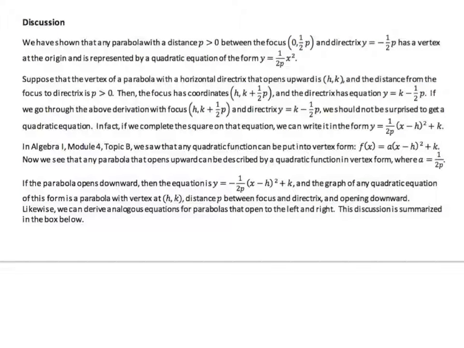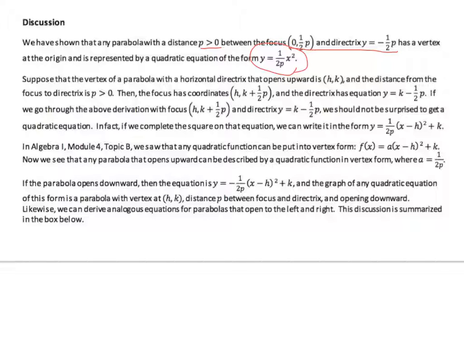Okay, these next 2 slides are quite a bit of reading. If you could read through them, it gives some terminology that's important. We have shown that any parabola with a distance of p greater than 0 between the focus and the directrix has a vertex at the origin and is represented by a quadratic equation of the form 1 over 2p x squared. We're going to use that form a lot today.